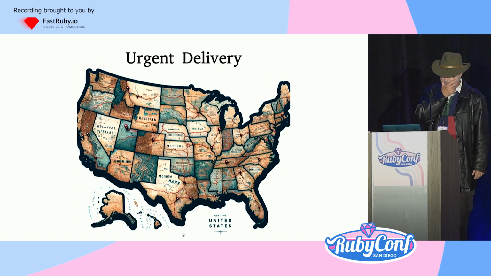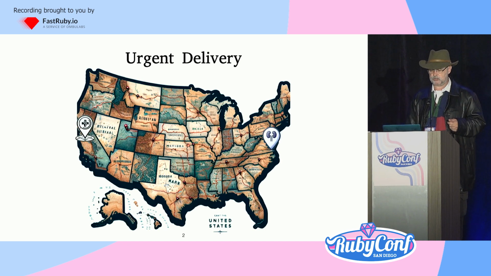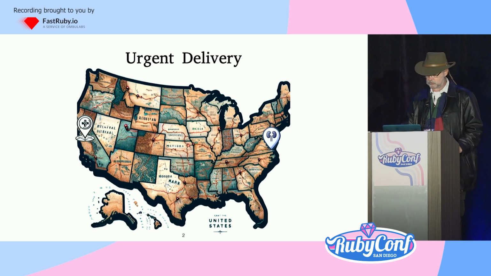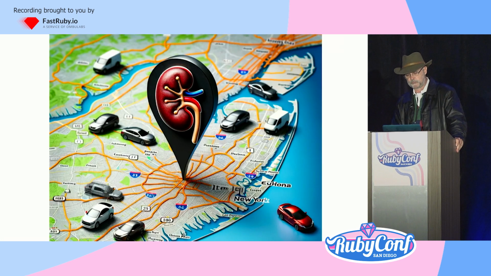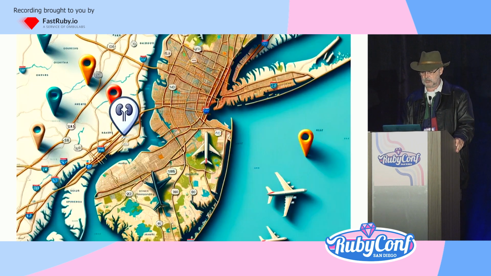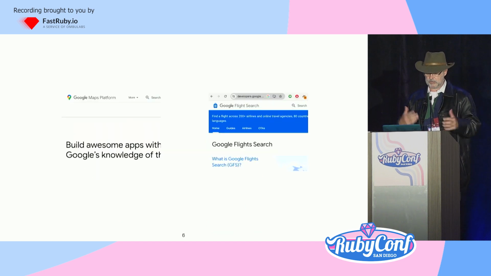I was led to this by a project where we were doing urgent delivery. So it was a sort of Uber model. Let's say you have a kidney in New York and you want to get it to a surgeon in Los Angeles as quickly as possible. That's the sort of urgent we're talking about. And this involved finding the nearest driver to the pickup point, finding the airports near the pickup point, finding the flights between the two locations and airports near each end, and so on.